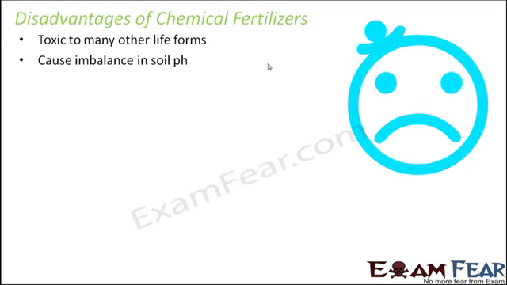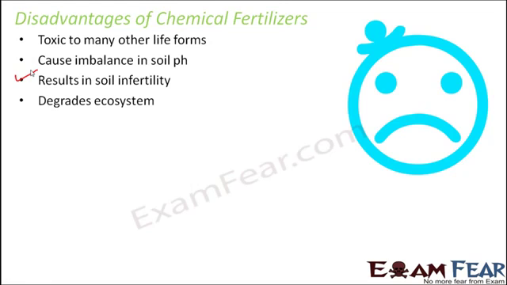They cause imbalance in soil pH. Now the soil has a particular pH. When an excess of chemical fertilizers is used, the pH of the soil gets disturbed. Sometimes it becomes too acidic, sometimes too basic. So it is all messed up. This results in soil infertility. When the soil pH gets disturbed due to too much use of chemical fertilizers, a stage comes where instead of becoming more fertile, the soil tends to become infertile. And when the soil becomes infertile, the productivity reduces.